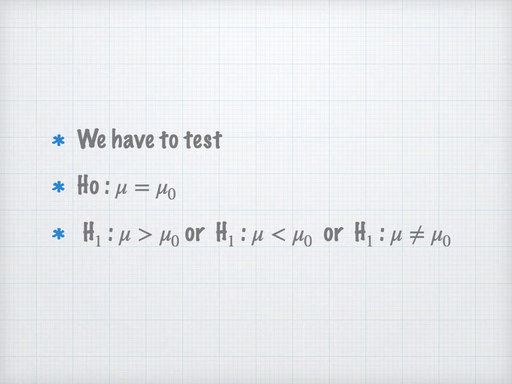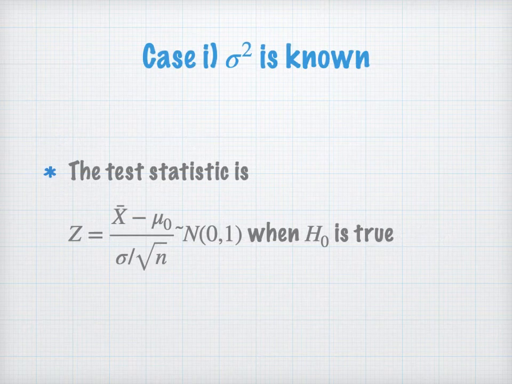Now I have already said that the mean is unknown and therefore we are going to test the mean of a population. But there is another parameter, the variance parameter sigma square, or the standard deviation sigma. So there are two cases, as I have said: sigma is known and sigma is unknown. We shall first consider what if sigma is known. So suppose sigma is known.